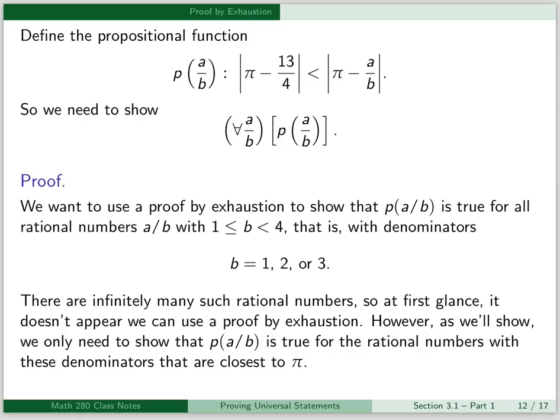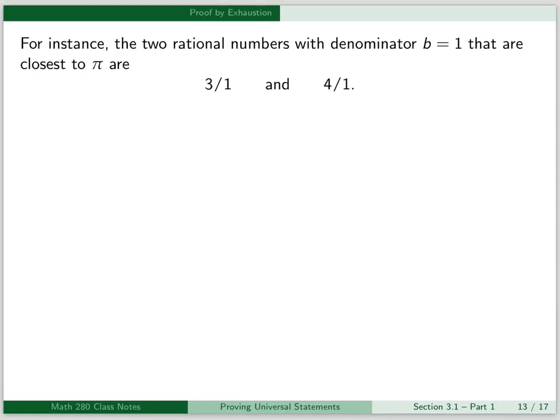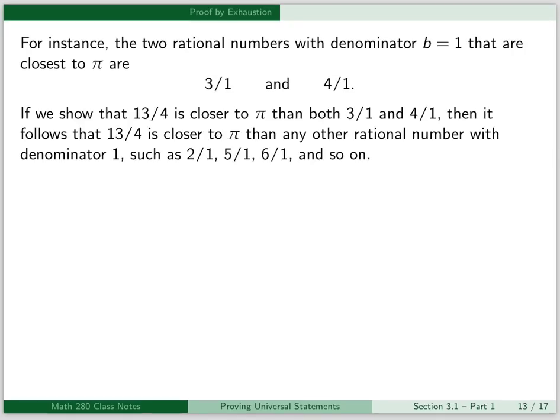However, as we'll show, we only need to show that p of a over b is true for the rational numbers with these denominators that are closest to pi. For instance, the two rational numbers with denominator b equal 1 that are closest to pi are 3 over 1 and 4 over 1. If we show that 13/4 is closer to pi than both 3 over 1 and 4 over 1, then it follows that 13/4 is closer to pi than any other rational number with denominator 1, such as 2 over 1, 5 over 1, 6 over 1, and so on.